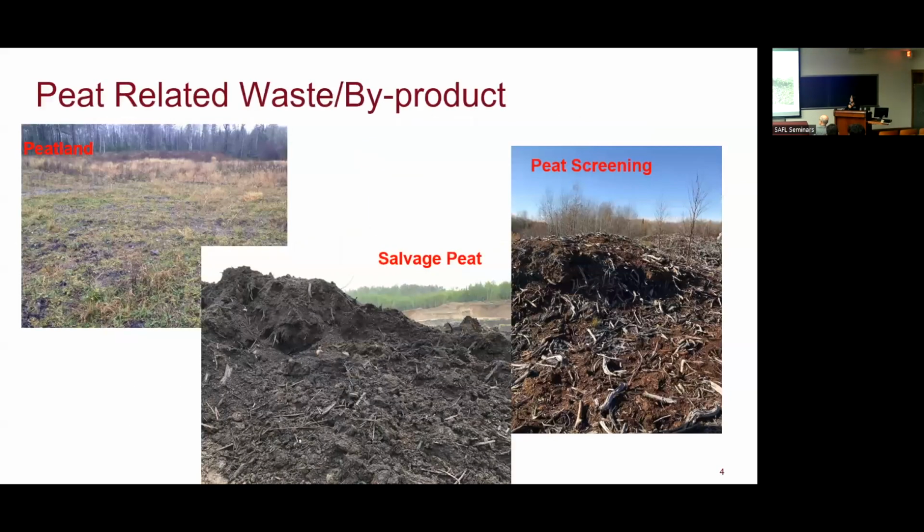So the first thing we consider is the peat-rich material. You know, Minnesota is rich in peat. So we have wide peatland. And even the second picture, that's a peat pile. That's what we call the salvage peat. Actually, it comes from road construction. During the road construction, you dig the land, then the salvage peat is piled there. And the last one is the peat screen. That's a byproduct from the peat industry.